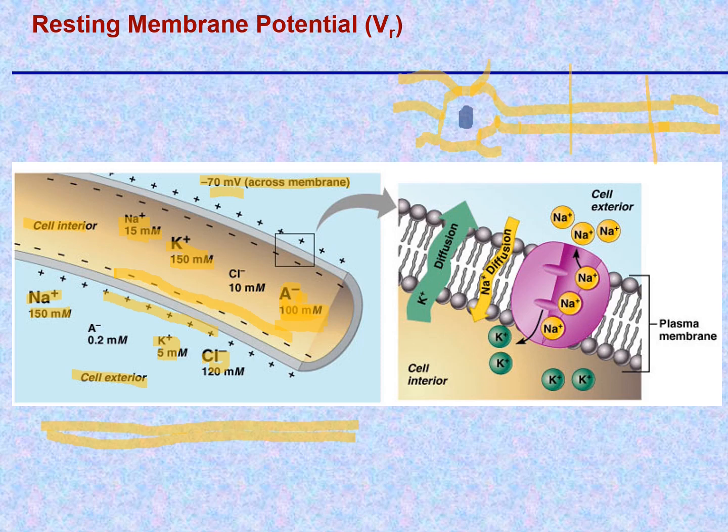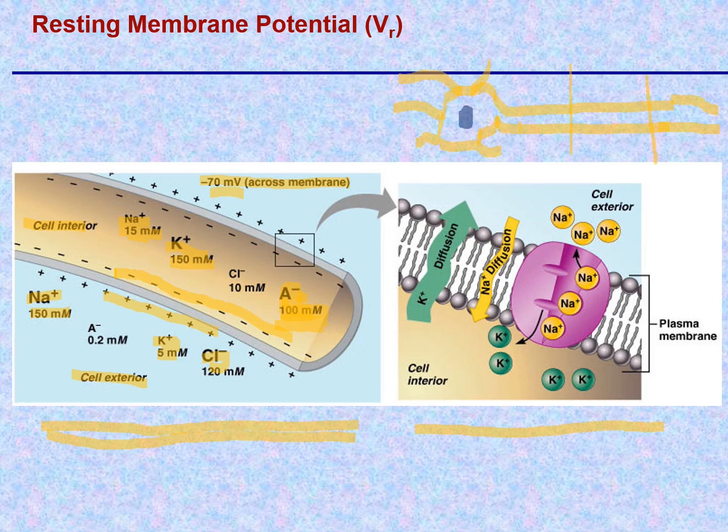As I told you, there are leakage channels, and in this diagram on the right, they are showing some diffusion or leakage of sodium, but potassium is regularly leaking out, and the leakage inwards of sodium is very negligible.